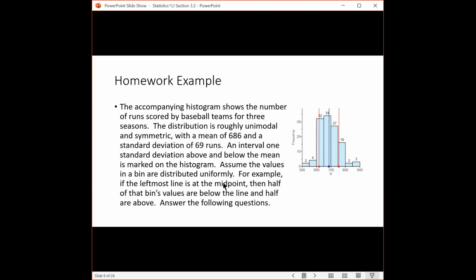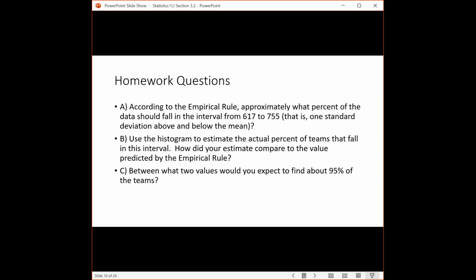So for example, if the leftmost line is at the midpoint, then half of the bin's values are below the line and half of the bin's values are above. So they're talking about this red line, the leftmost line. And they're saying if it were at the midpoint, if it is not, but if it were, then half of these 32 would be to the left of the line and half would be to the right of the line. And then the half that are to the right would be within the 1 standard deviation. Okay, so we'll come back to that in a minute.